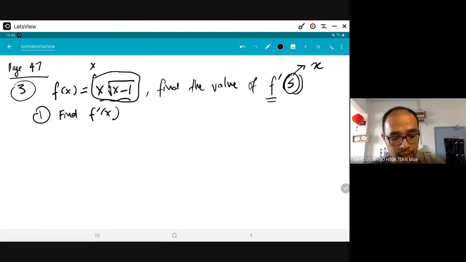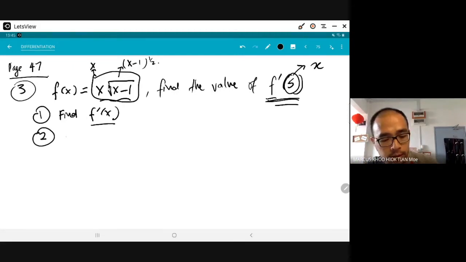This is x, and then this is x minus 1 power of half, because ada square root. Dan lepas tu kamu pakai produk punya rule. After you find the f prime x, what do you do? Substitute x sama dengan 5. Very good. You substitute x sama dengan 5 to find f prime 5.